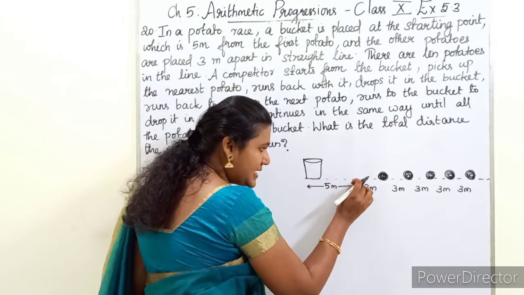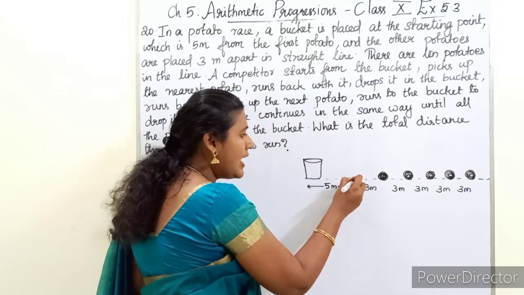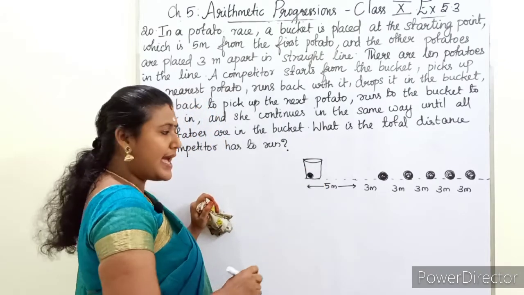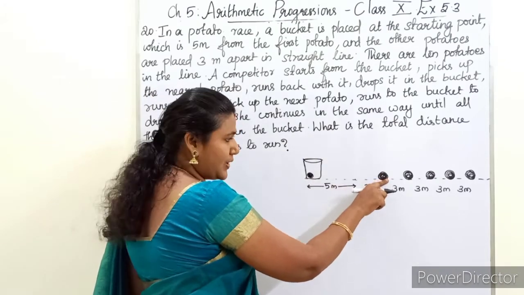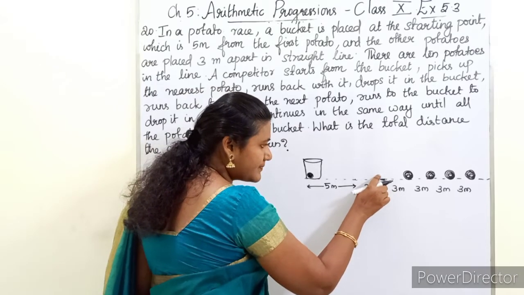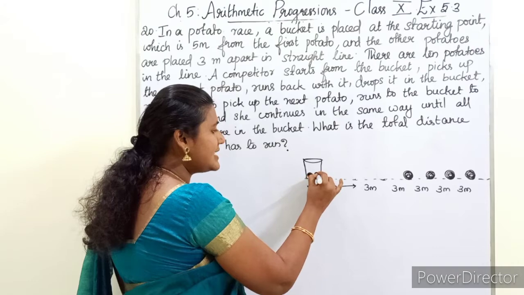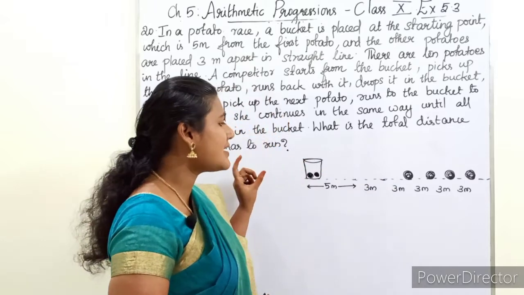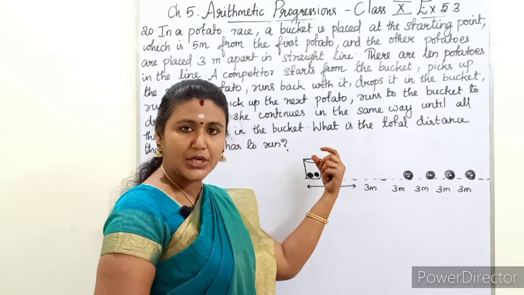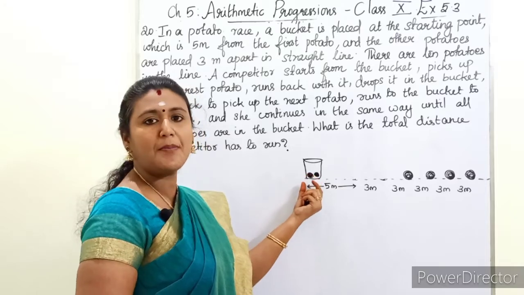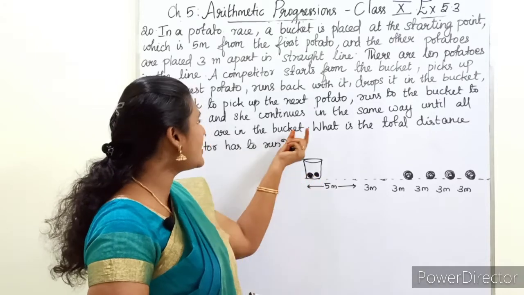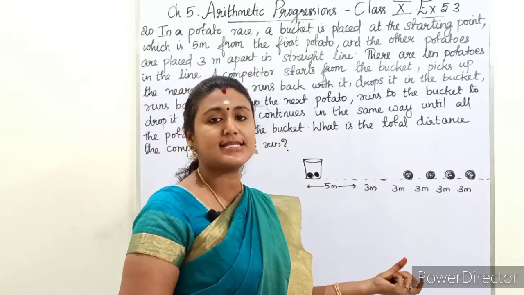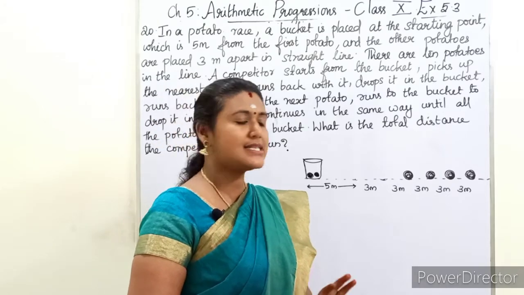She covers this 5 meters and picks up the first potato, runs back, and places the first potato in the bucket. Again she has to run to pick the next potato. She takes this one and drops it in the bucket. So this is the game actually, this is the potato race. This is how the competitor has to collect all the potatoes and drop them into the bucket. The question is: what is the total distance the competitor has to run? What is the total distance covered by the competitor?